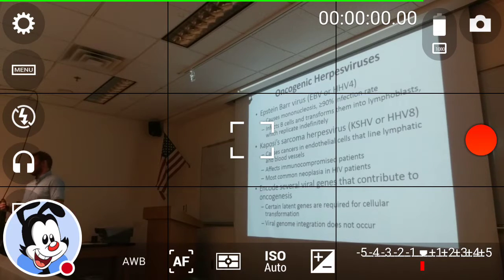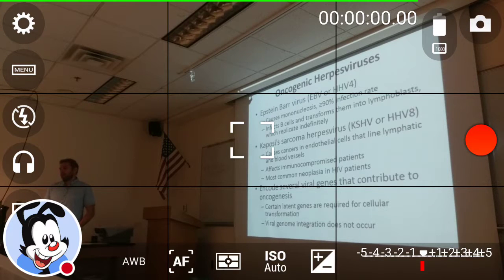Because these viruses are so much bigger than the viruses we talked about before, they typically have a lot more viral oncogenes. Some of them are these latent genes. Remember, when these viruses go latent, they typically don't express much. They just have a little bit of protein being made. But some of these are actually oncogenes.